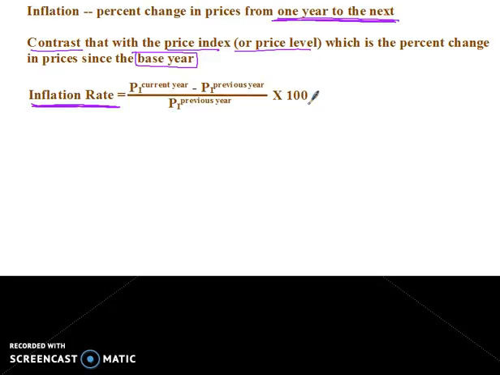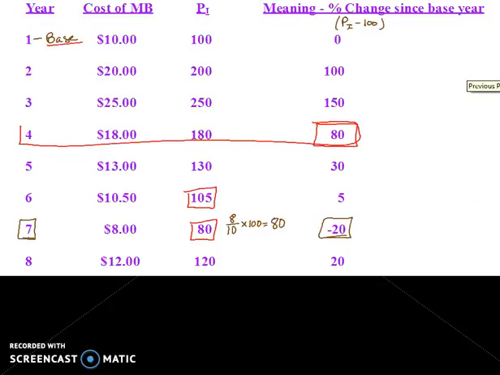So let me go back 2 slides here. Let's go back and look at these numbers that we looked at before on the previous podcast. I'm going to look at year 6 to year 7, and year 7 to year 8. So from year 7 to year 8, over that time period, the price index for year 7 was 80.